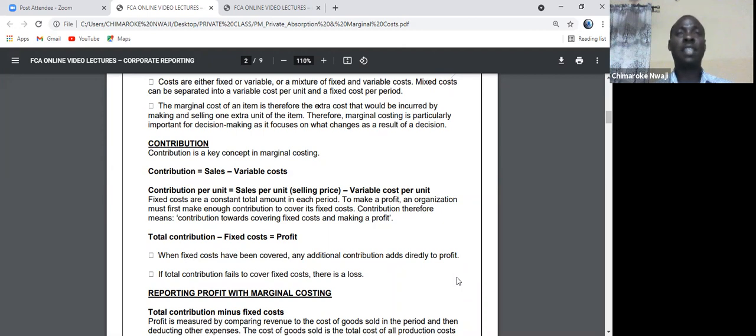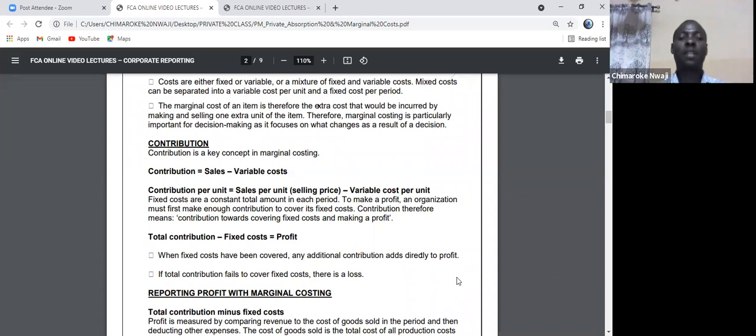So when your contribution is now in excess of your fixed cost, you start making profits. All right, so now that's the concept of contribution. That king is contribution. Contribution has 3 formulas: sales minus variable cost, selling price minus variable cost per unit, or profit plus fixed costs. There are other formulas for contribution. We'll get to see them in due time.